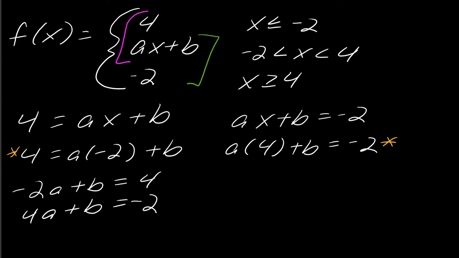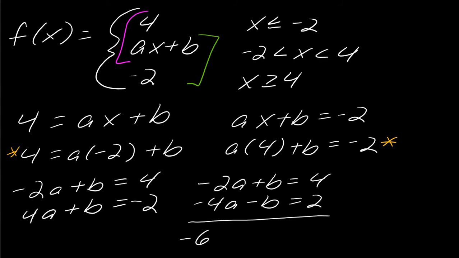I'll use the elimination method. So what I'll do is I'll go ahead and rewrite the second line as all the negatives like this. And so now I can just combine. So I get negative 6a equals 6. So my a equals negative 1.